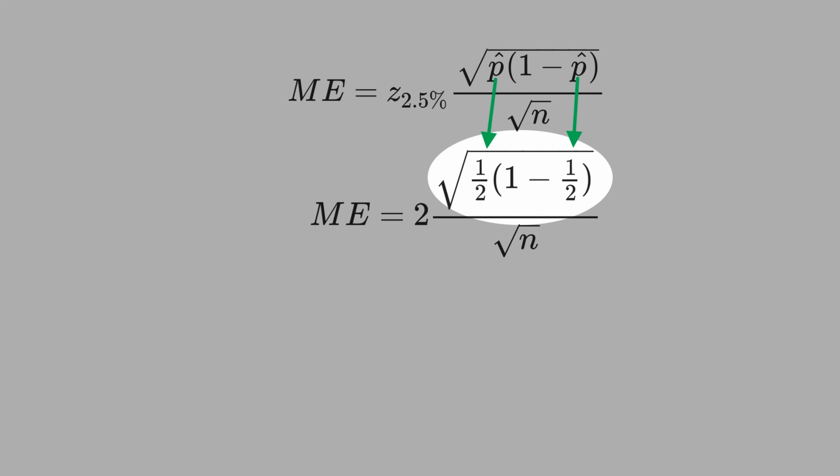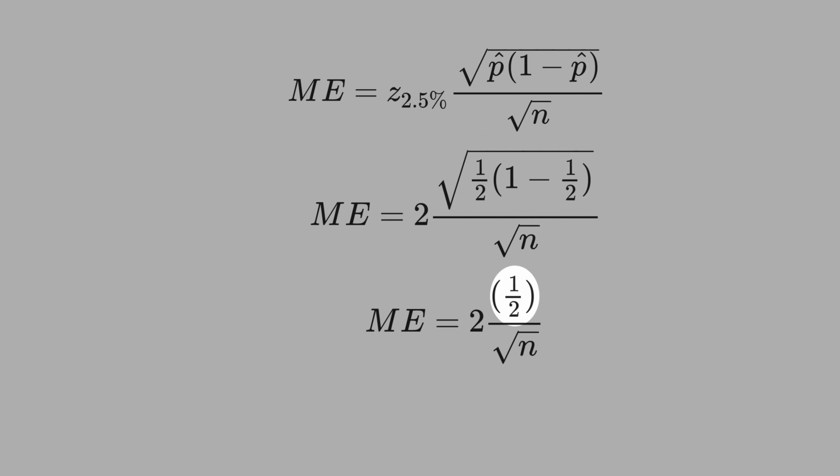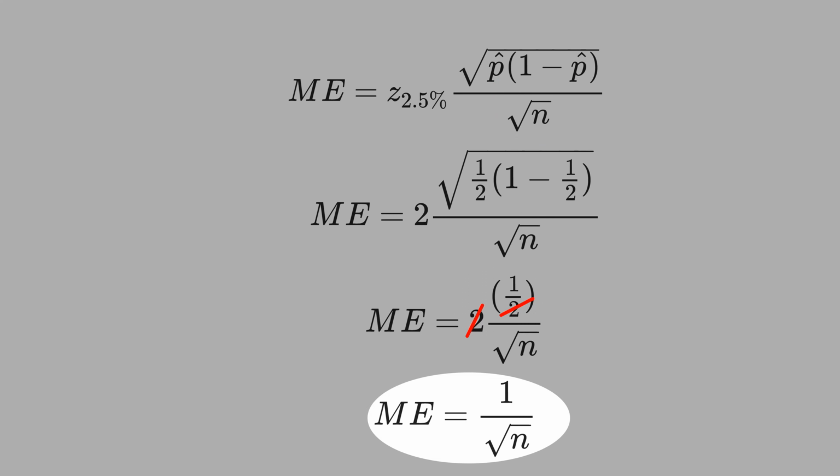Now, let's simplify this expression. The square root of 1/4 is 1/2. And then we can simplify these two here, and you get the formula. We derive that margin of error is about 1 over square root of n. I wrote the equality here, but this is an approximation.